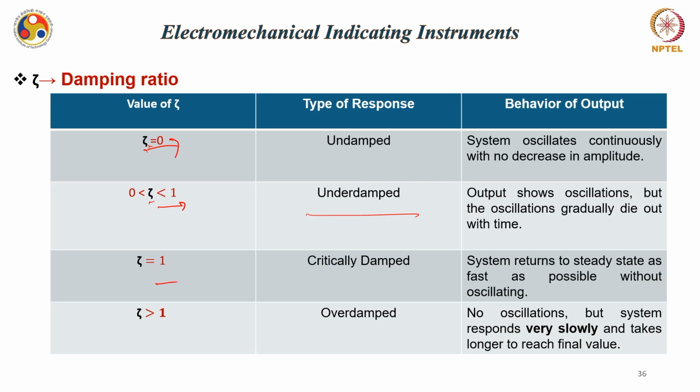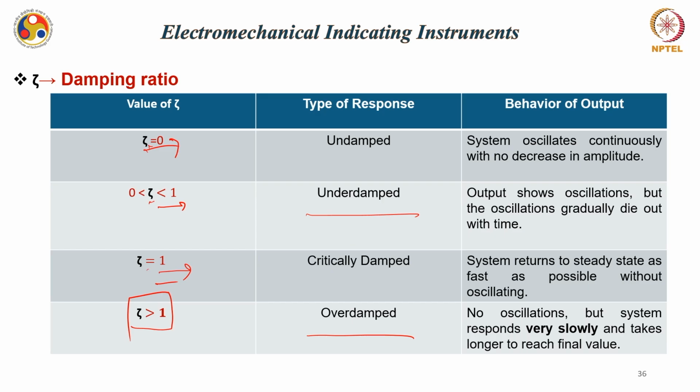Okay, in this case the system returns to the steady state as fast as possible without oscillating, and this is kind of an ideal condition. Now when this zeta value crosses unity and becomes greater than 1, the response is known as the overdamped response, and there is no oscillation, but the system responds very slowly and takes longer to reach its final position.